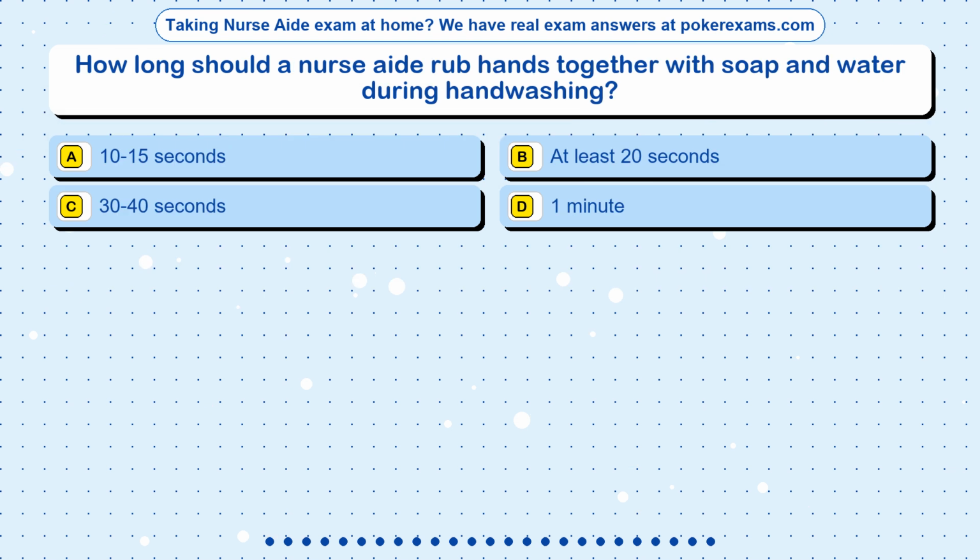Question 8. How long should a nurse aide rub hands together with soap and water during hand washing? Option A, 10 to 15 seconds. Option B, at least 20 seconds. Option C, 30 to 40 seconds. Option D, 1 minute.